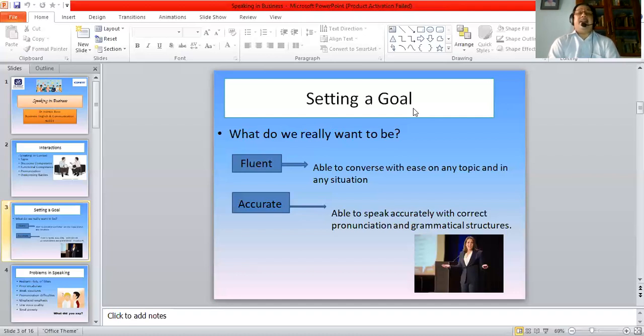So I think you need to keep these fluency and accuracy in speaking in the business context as your lodestars or your goals in your workplace communication. If you start with that, I don't think you can go wrong. Let us now proceed further and see how we can put these goals into practice in the workplace context.